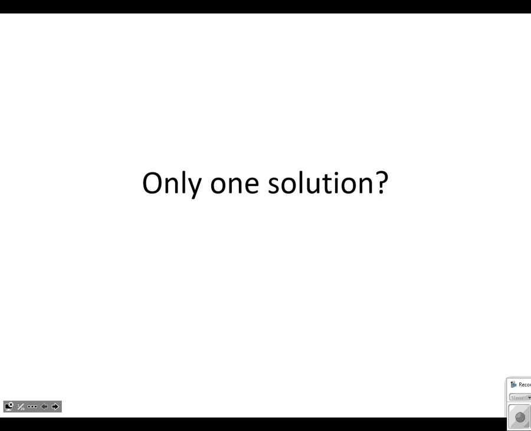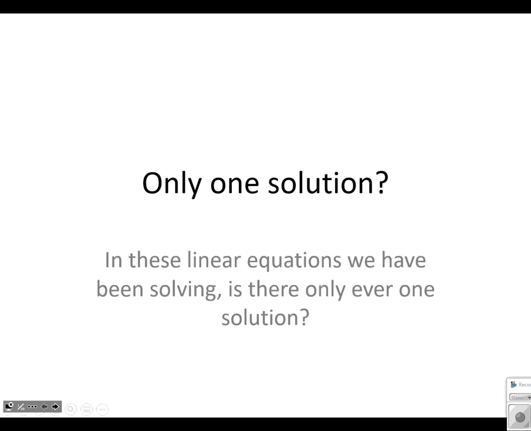Okay, so today we are going to be learning about whether or not we only ever have one solution to an equation. So in the linear equations we've been working on, there is just one solution. We find the value of x, or whatever the value is. X equals 7, or whatever it is.